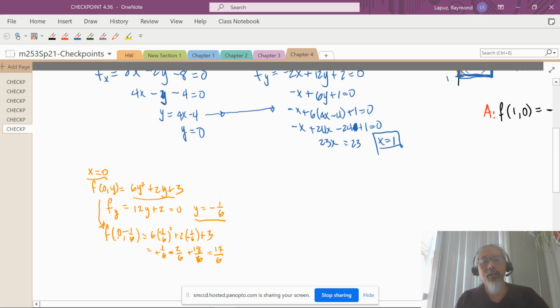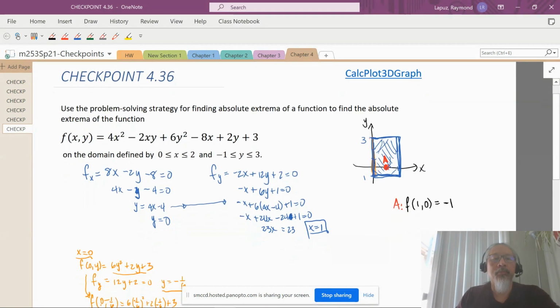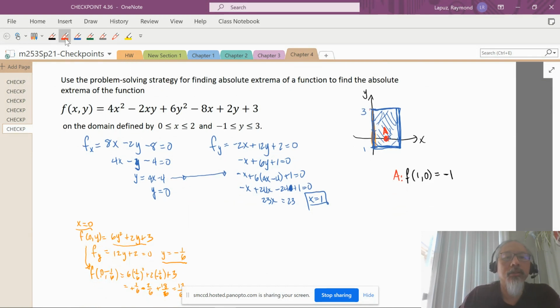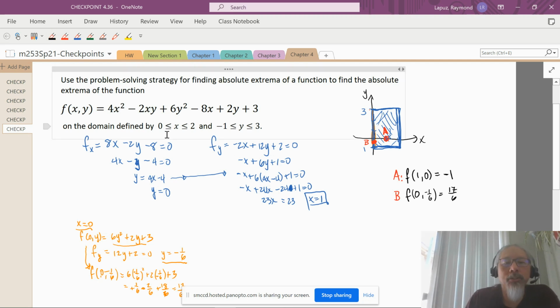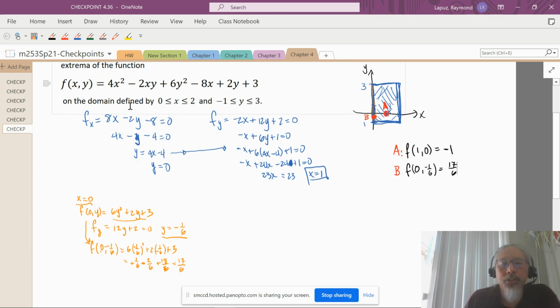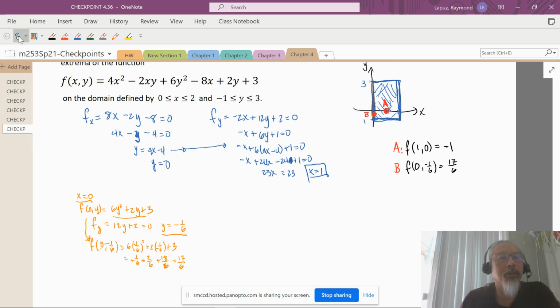Okay, that gives us our z value. So let us come back over here and note that on the domain it's (0, -1/6). Let's call that point B. And if we put point B into the function, point B was (0, -1/6), we ended up getting 17/6. Okay, we have a minimum and a maximum so far. And now let's just check to see if there are other points to consider.